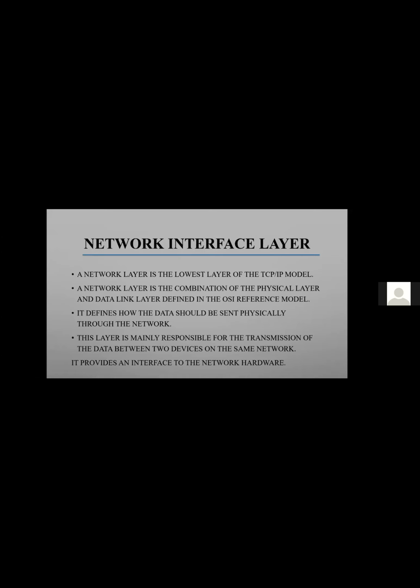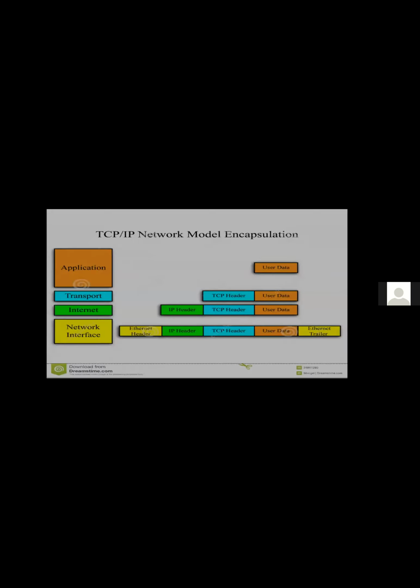Now the network interface layer. It is the lowest layer of the TCP/IP model. This layer is the combination of the physical layer and data link layer defined in the OSI reference model. It defines how the data should be sent physically through the network. This layer is responsible for the transmission of data between two devices on the same network. It provides an interface to the network hardware. Now, the model and encapsulation of TCP/IP network.